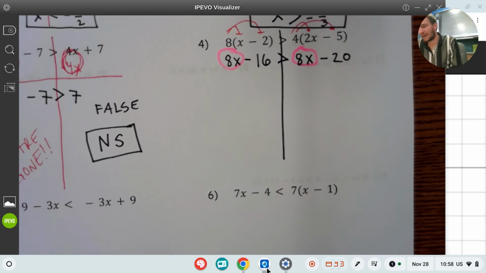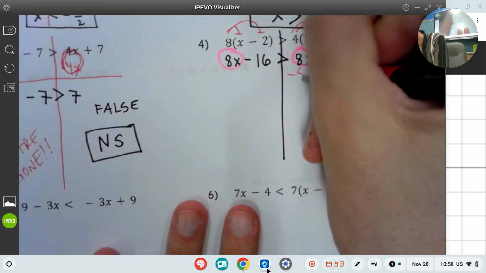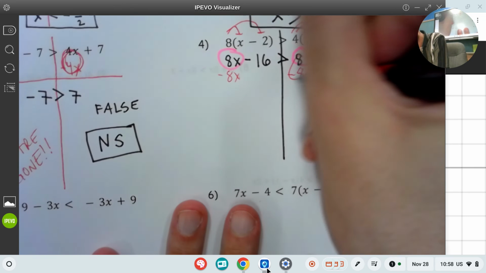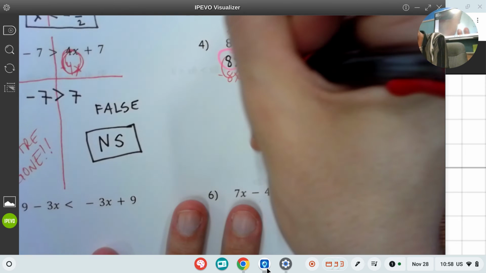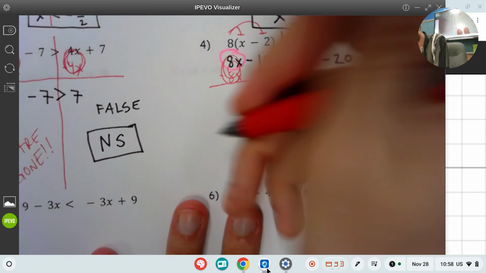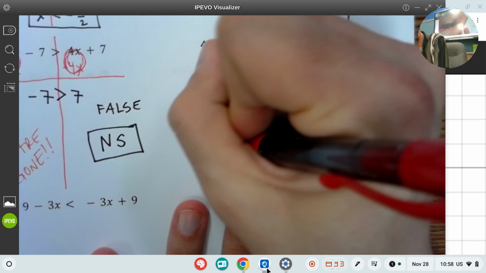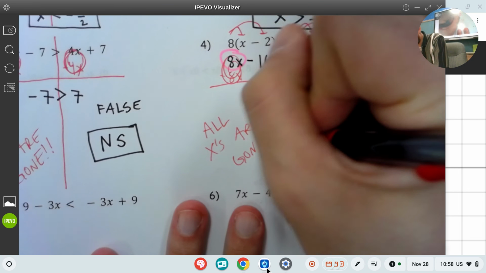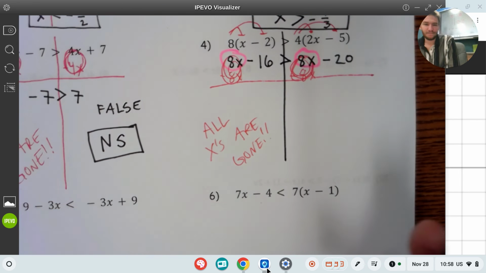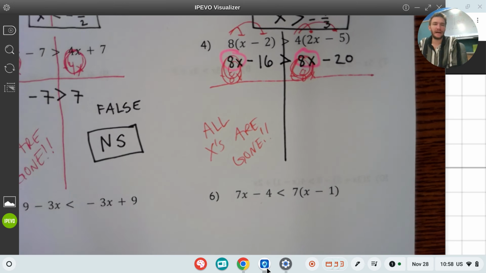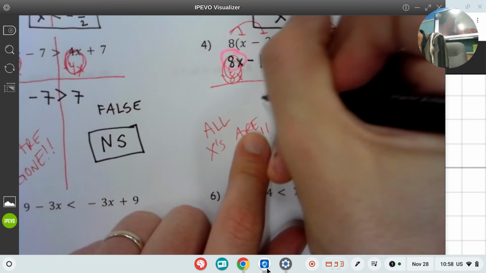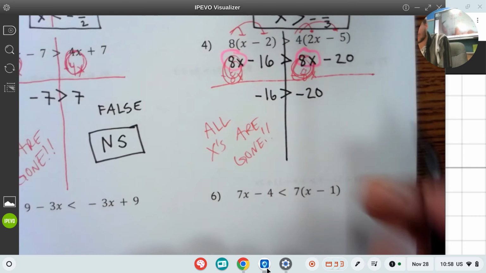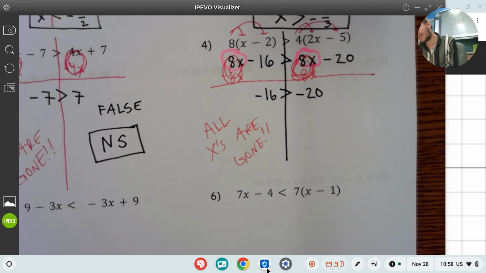Here's where I'm noticing, okay, we got 8x and we got 8x. And that's going to cause a problem because when I go to move these 8x's to the other side, 8 minus 8, 0. 8 minus 8, 0. We got a problem, just like the last question. All x's are gone. Right? Mission failed. We cannot solve for x any longer. What we have left is -16 greater than -20. This is one of those tricky ones.